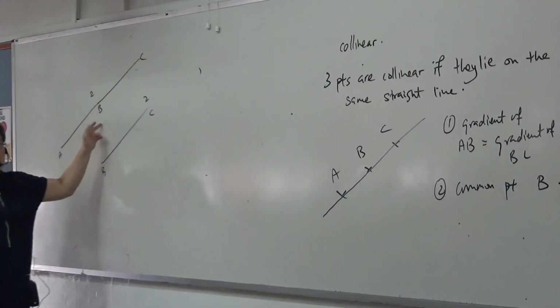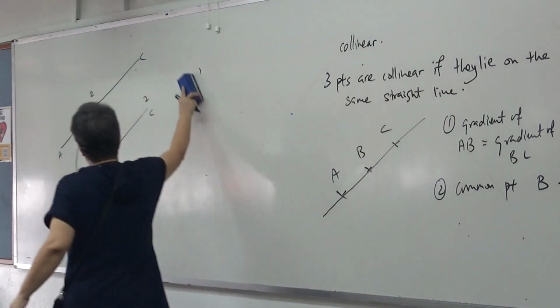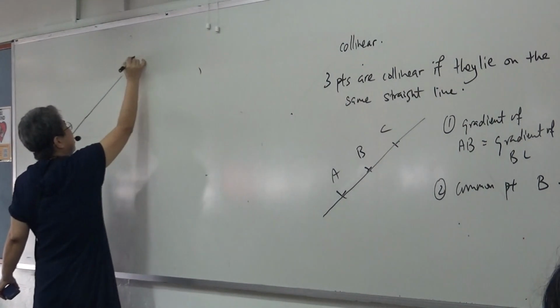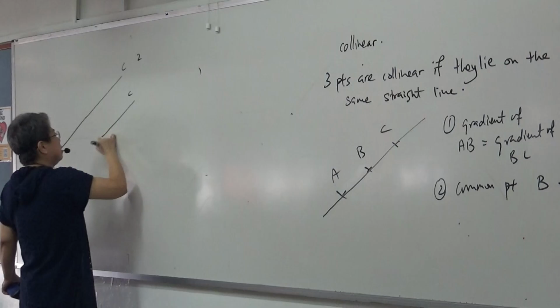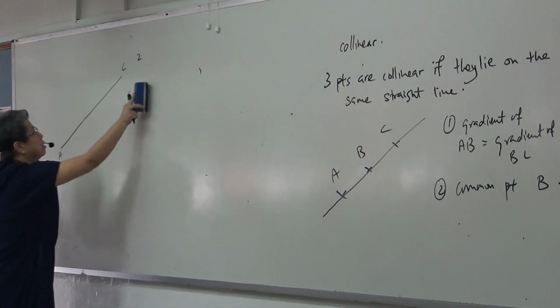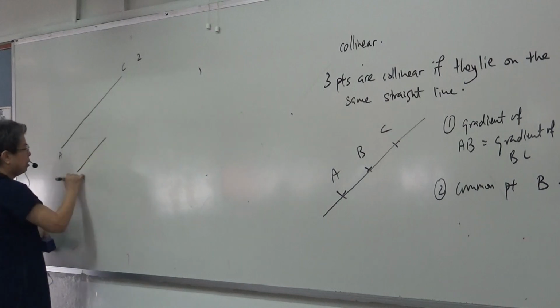Okay, now, must it be the middle point? No need. Okay, let me just show you. I can also have, I go and find gradient of AC is 2. Gradient of BC is also 2. So now, which is the common point? C. You will connect, then it will still be the same. Do you understand what I'm talking about? Yes or no? What is another possibility? AC and AB. Very good.